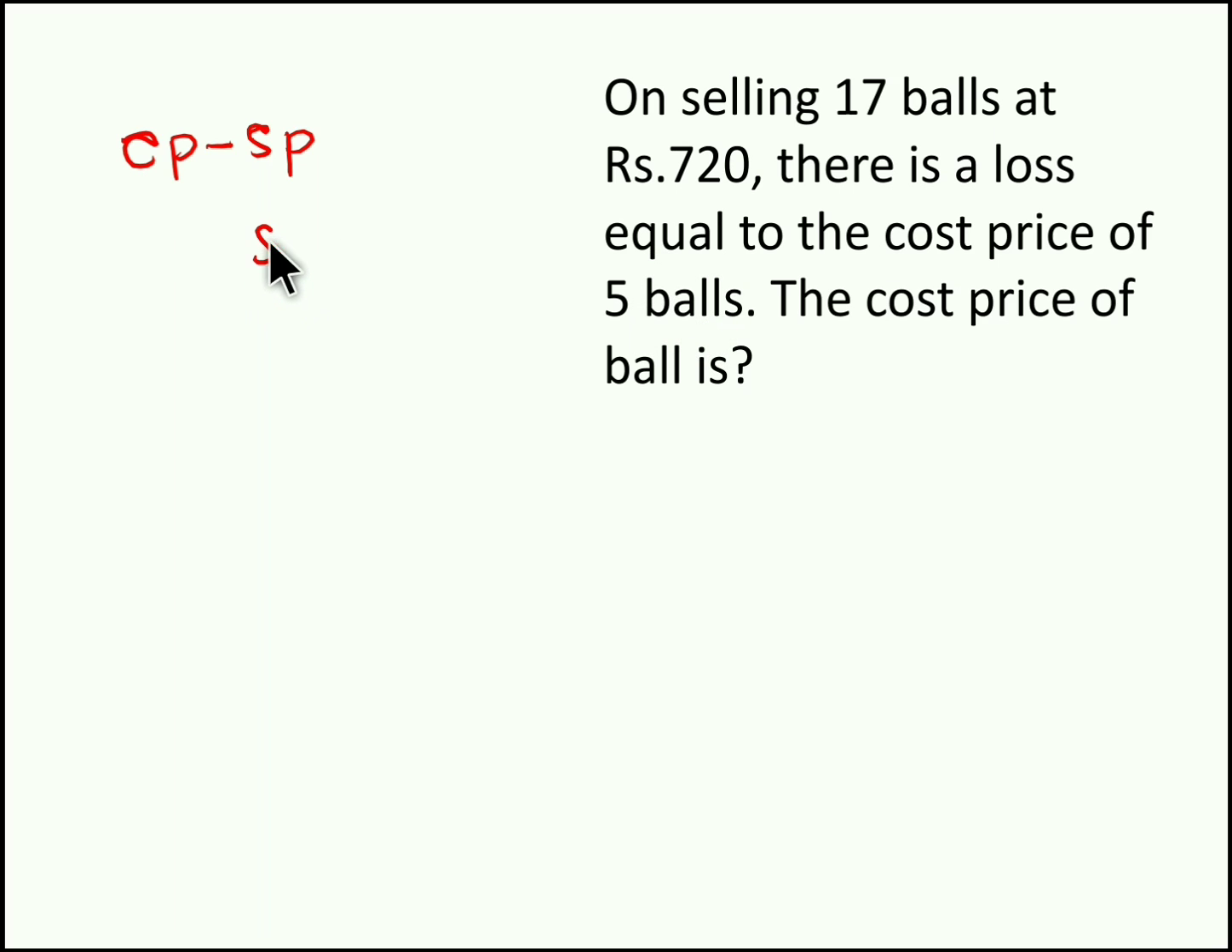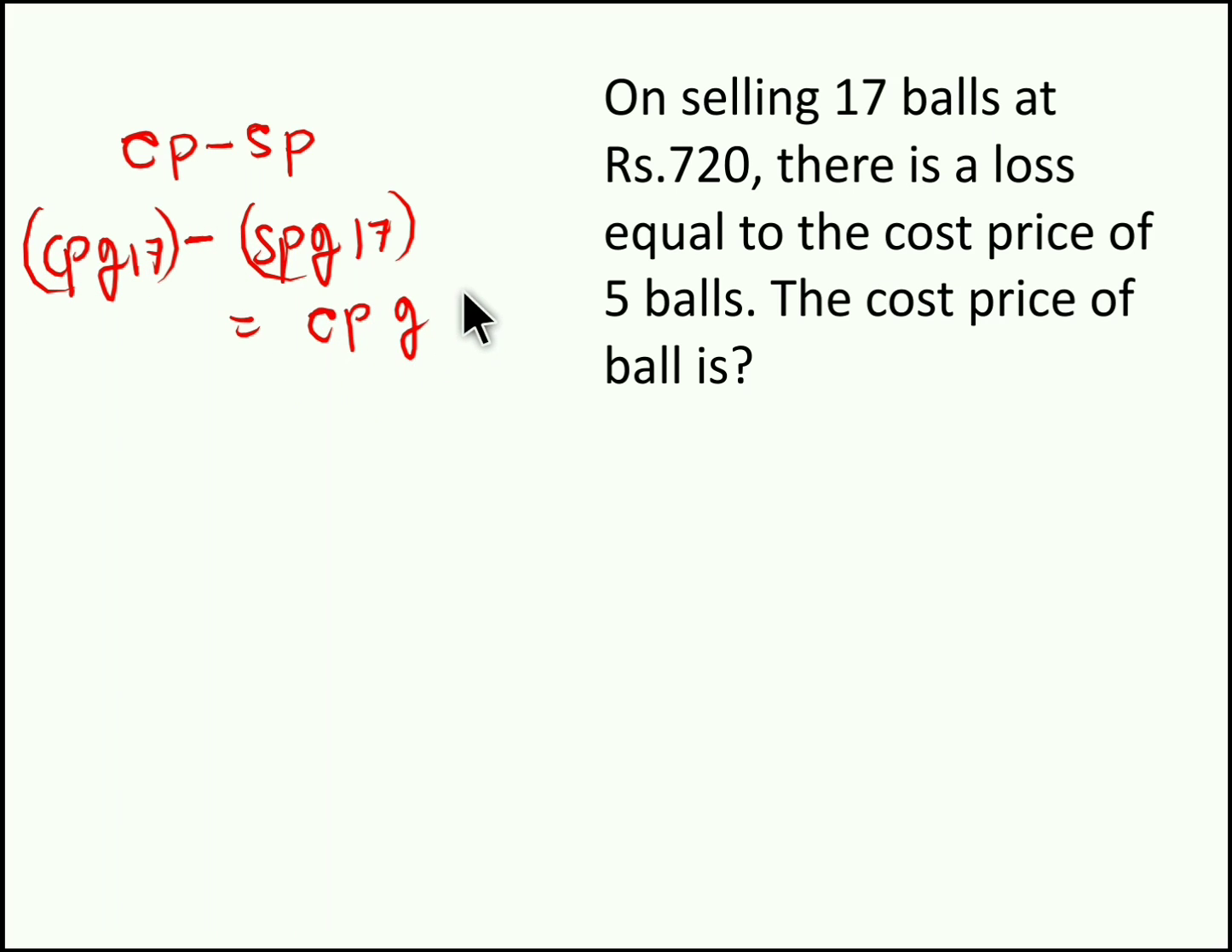See, here you are selling 17 balls. So selling price of 17 balls, you have to subtract the selling price from cost price, right? So here you sold 17 balls, so you have to subtract the selling price from the cost price of 17 balls. So cost price of 17 balls minus selling price of 17 balls equal to cost price of 5 balls. Now just look at the difference of the variables. Cost price of 17 balls minus cost price of 5 balls, cost price of 12 balls. So cost price of 12 balls equal to selling price of 17 balls.